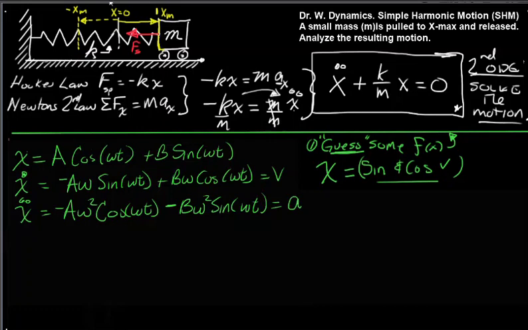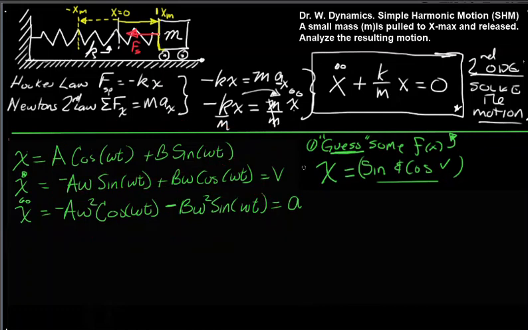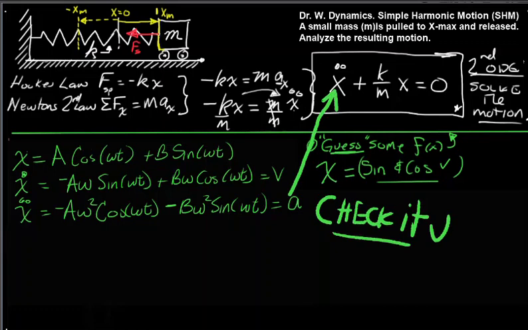Now if we look at what we've got here, we have a function that looks almost identical to the one that we started with, with the exception that it's now negative. So let's check it by plugging in these values here and see if it equals 0.